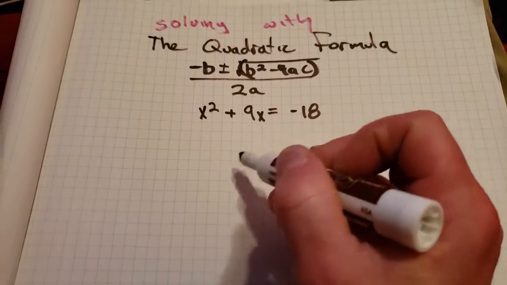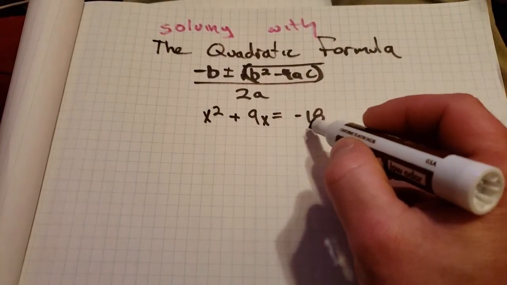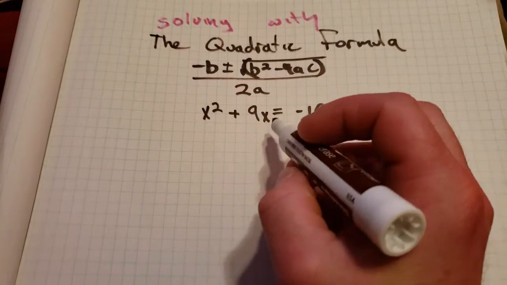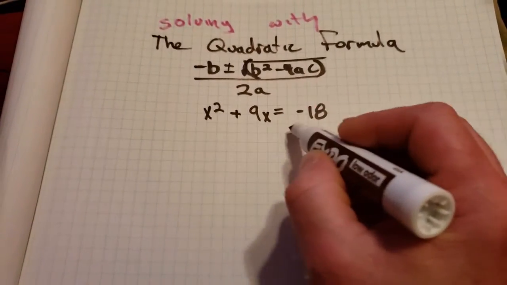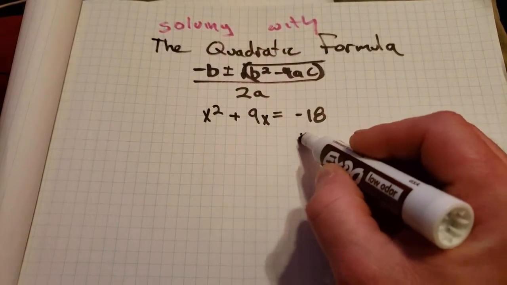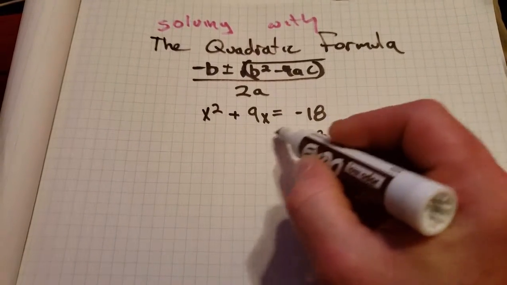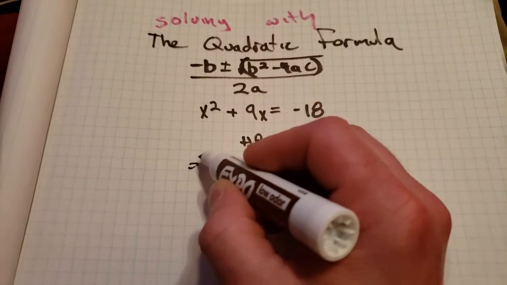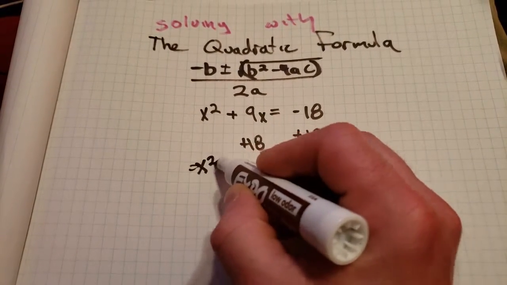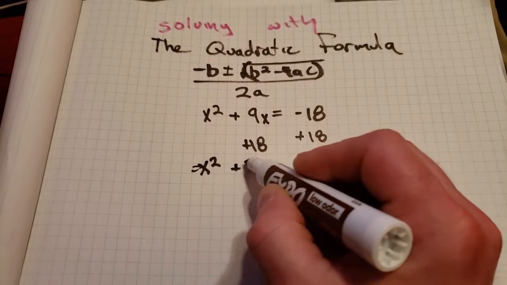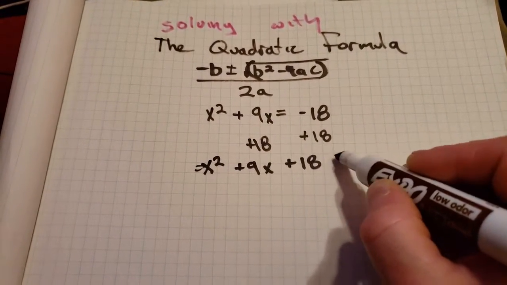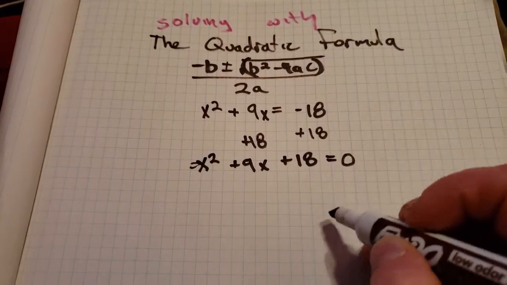So when we use the quadratic formula, we have to first make sure that our equation is in standard form so we can identify a, b, and c correctly. So we will put it in standard form by adding 18 to the left side. So now our equation is x squared plus 9x plus 18 is equal to 0.